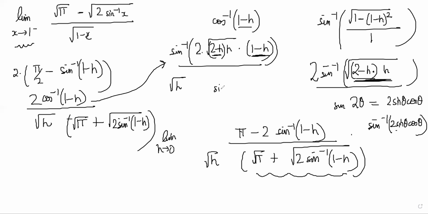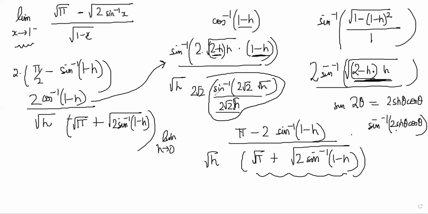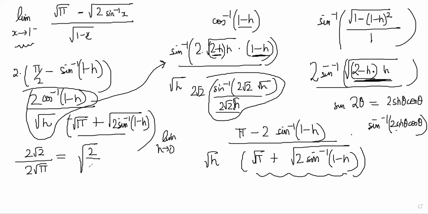So it is sine inverse of something like 2 root 2 and root h, right? If h tends to 0, put a 2 root 2 here and a 2 root 2 here, and this is also root h. Sine inverse x by x, limit tends to 1, so this part becomes 2 root 2. And this part becomes root pi plus root pi, so 2 root pi. So you get root 2 by pi.